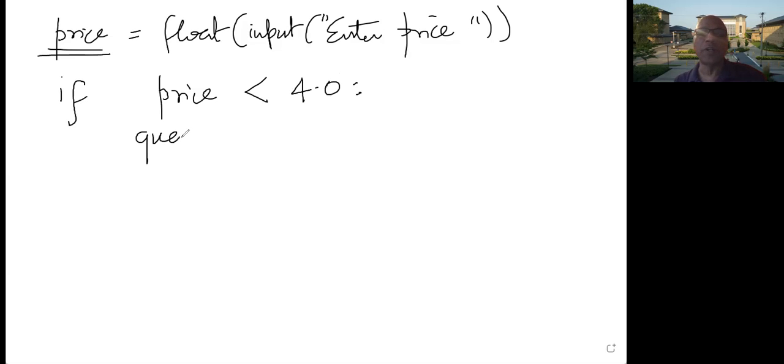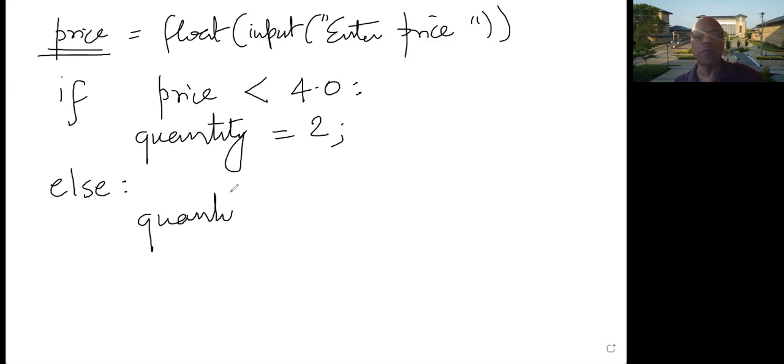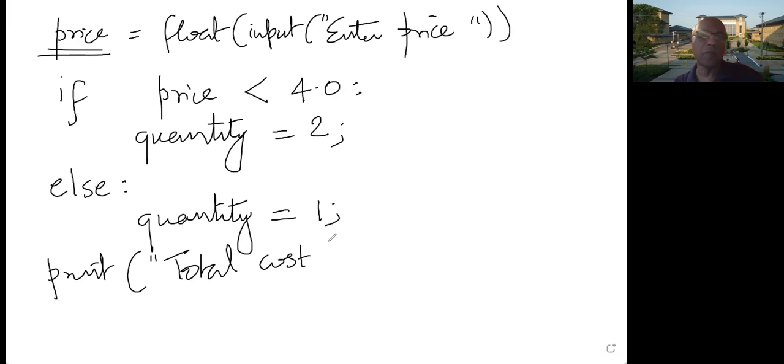you write quantity equals 2. Otherwise, you write else quantity equals 1. That is what I'm trying to do: if the price is less than $4, I will buy 2 units of this, maybe 2 gallons. Otherwise, I will buy 1 gallon. And here I can write print total cost, price times quantity.